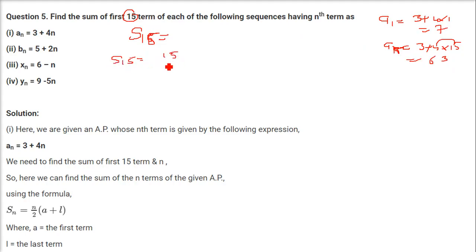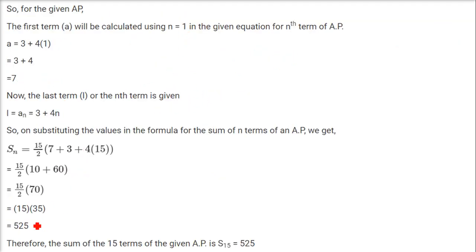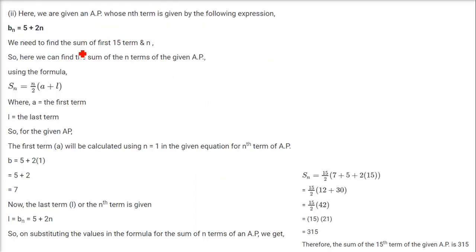n by 2 (a plus l). a is what? 7. l is what? 63. So this is 15 by 2 times (7 plus 63). 7 plus 63 is 70, and with the 2, that is 35. So this is going to be 35 into 15, which is 525. This is going to be the result. So all the questions have to be solved like this.